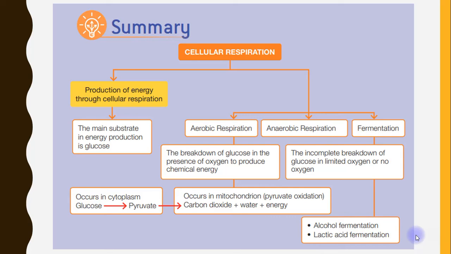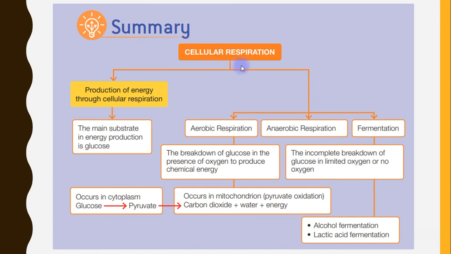Cellular respiration is the oxidation process of organic molecules, especially glucose, to release energy. Okay, that is cellular respiration. It is the oxidation of glucose to release energy. And then cellular respiration will produce energy. So the main substrate in energy production is glucose. So glucose is very important for us, for the animals, for the cell, to generate energy.